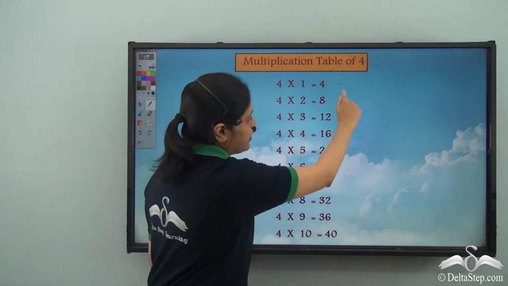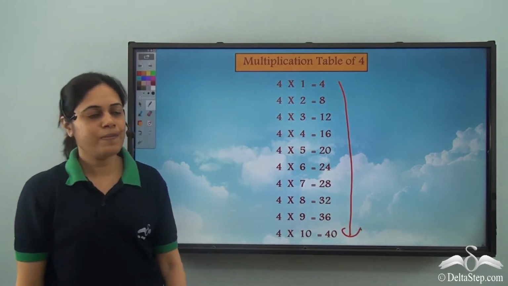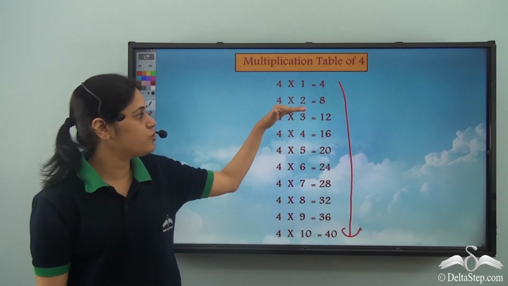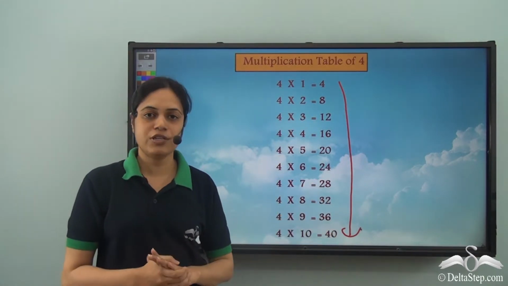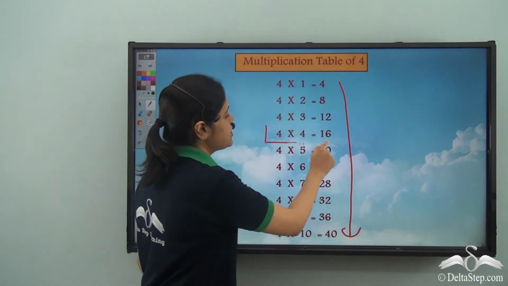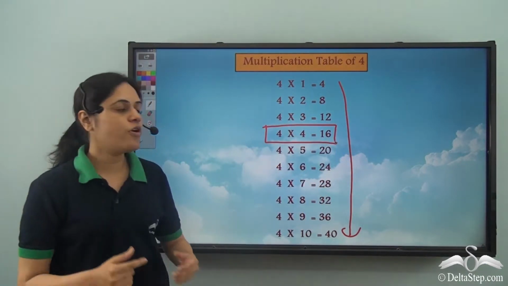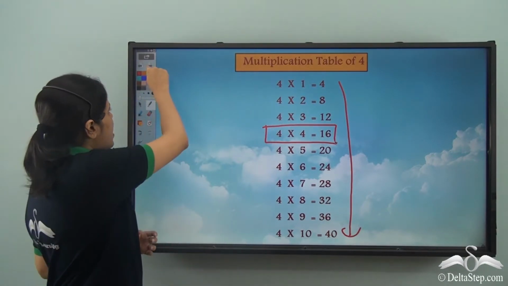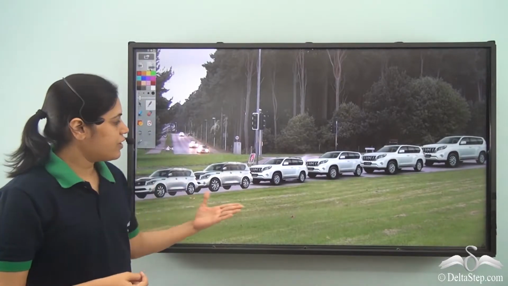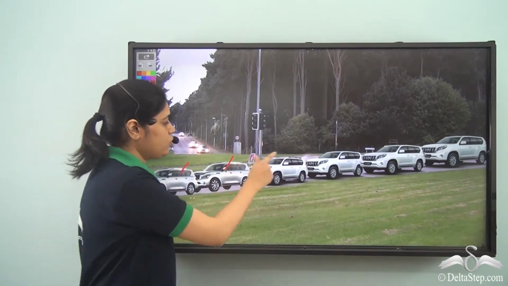We need only this column. So 4 into 1 is 4, 4 into 2 is 8, 4 into 3 is 12, till 4 into 10 is 40. Now I can use this to find 4 multiplied any number of times from 1 to 10. So now can you solve this using the multiplication table of 4? Over here there are 1, 2, 3, 4, 5, 6 cars. Each car has 4 wheels. So how many wheels are there in total?